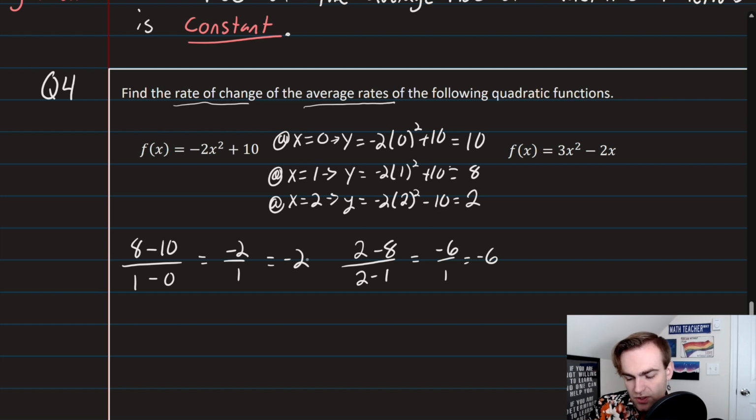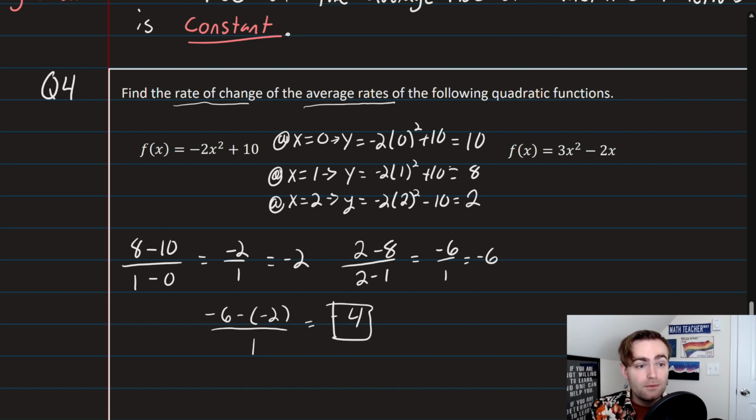So what's happening here? We started with a negative 2, we ended with a negative 6. So negative 6 take away negative 2. The difference in our x values was 1. So that gives us negative 4 over 1, or just negative 4 as the rate of change of the average rates of change.